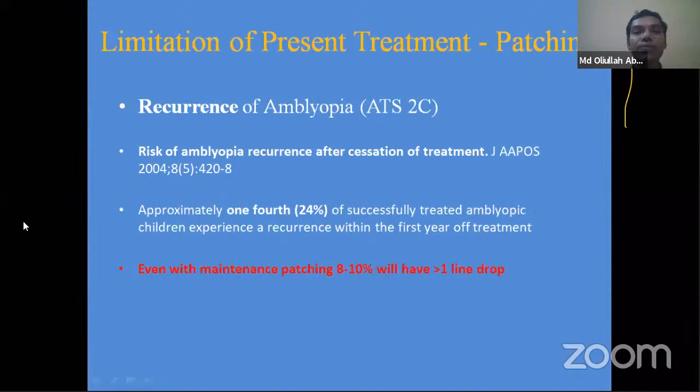and usually 8 to 10% will have more than 1 line drop in their visual acuity. So you need maintenance patching again for a couple of months or years to keep the amblyopia in check, and which is a tedious process.